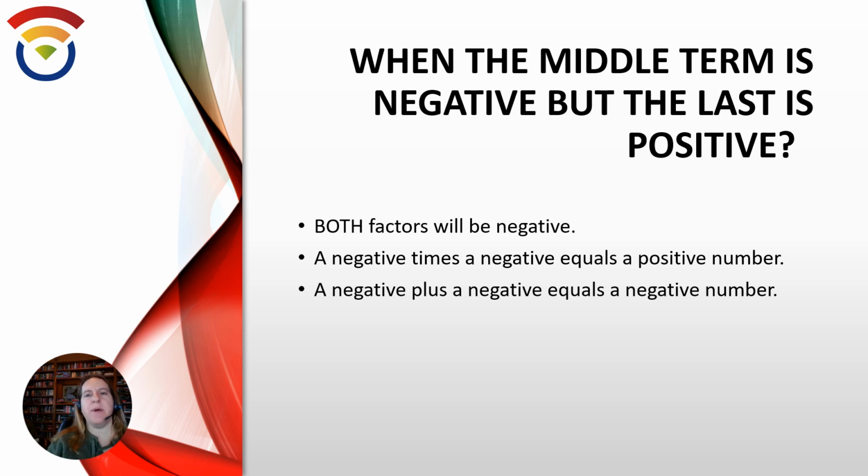In our last example, we had all positive terms. But what happens when the middle term is negative, but the last is positive? Well, this means that both of our factors will be negative. And the reason this works is because a negative times a negative equals a positive number, and a negative plus a negative equals a negative number.